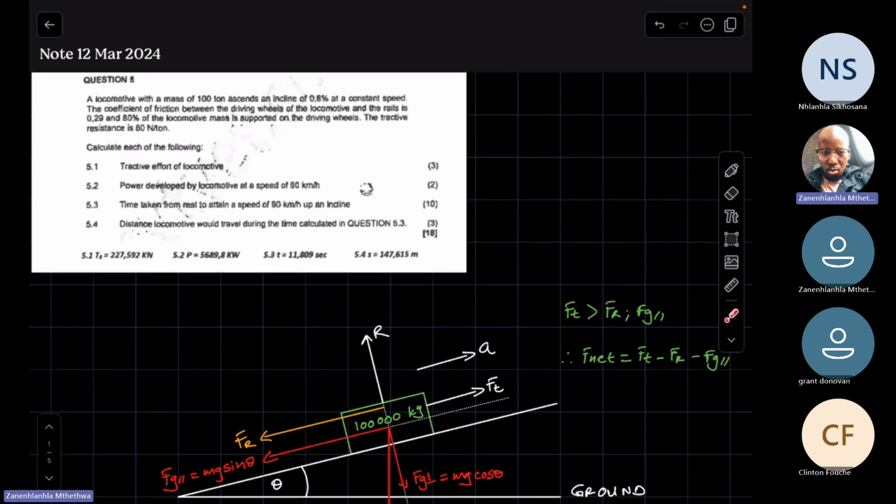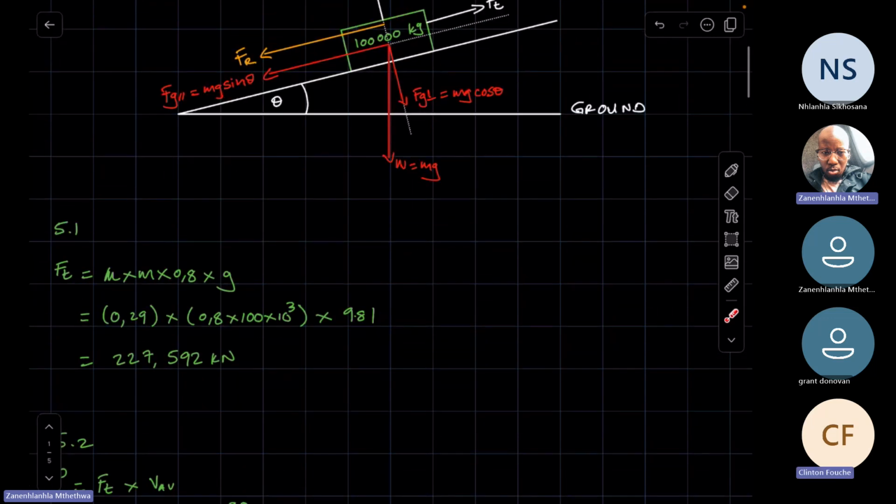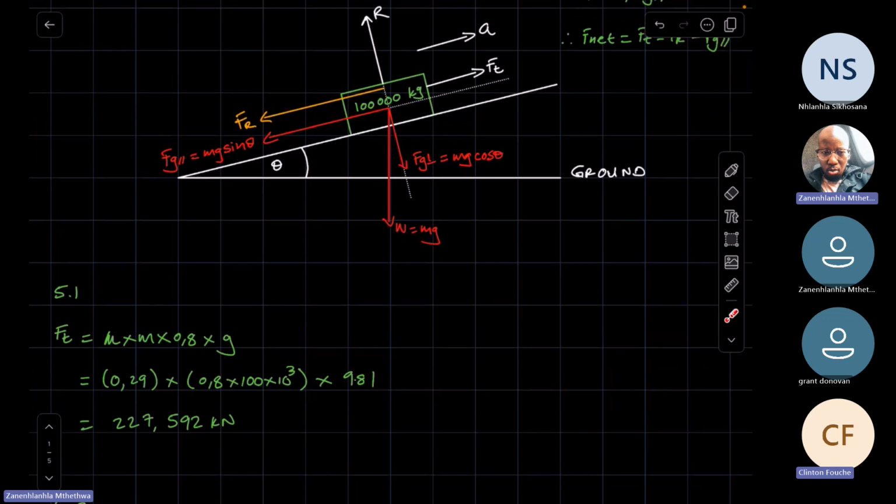Now let's look at 5.2, the power delivered or the power developed. Sorry, sir, just a quick question. Say, for argument's sake, I forget or I make a mistake and I put g as 9.8. Would they mark it wrong?